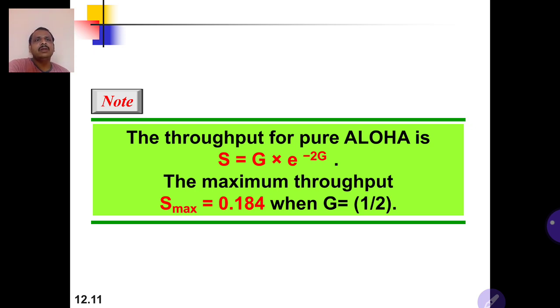For example, here G is equal to half, which gives the maximum throughput. The Aloha protocol gives a maximum throughput of 0.184, which is nothing but 18.4%. That is, G is equal to half, load is equal to half, meaning half of a frame must be produced by each and every station, then only we can achieve the maximum throughput, that is 18.4% in the Aloha protocol.